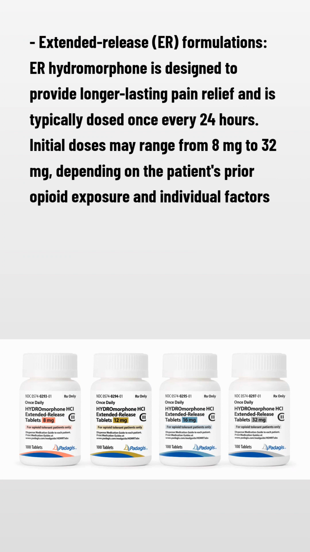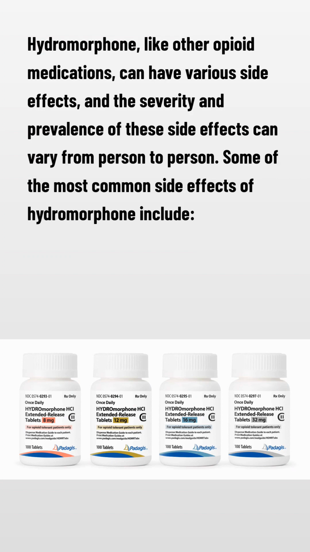Extended-release formulations of hydromorphone are designed to provide longer-lasting pain relief and are typically dosed once every 24 hours. Initial doses may range from 8 milligrams to 32 milligrams, depending on the patient's prior opioid exposure and individual factors. Hydromorphone, like other opioid medications, can have various side effects, and the severity and prevalence of these side effects can vary from person to person.